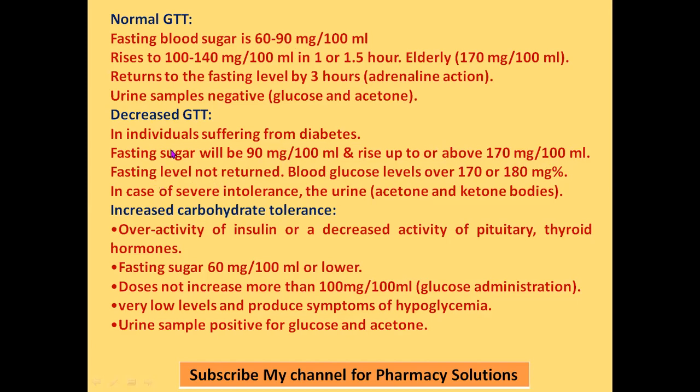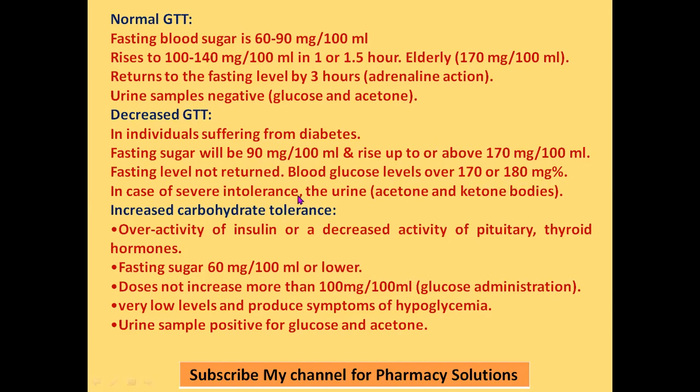In patients who are suffering from diabetes, the fasting level is not regained. It will not come down to the fasting level, because the glucose level is already high and you have given an extra dose to test it. So it will not come down. The blood glucose level will remain in the range of 170 to 180 mg%.